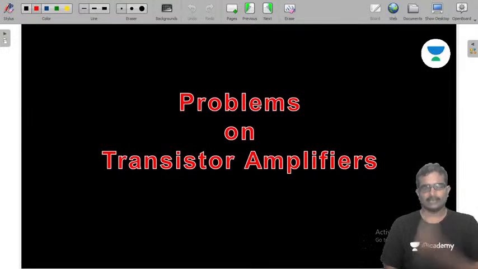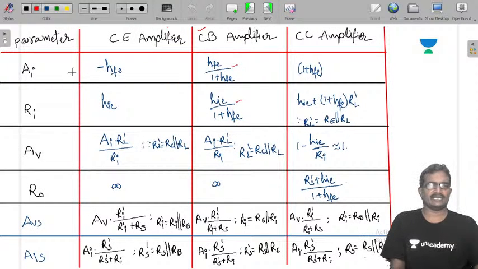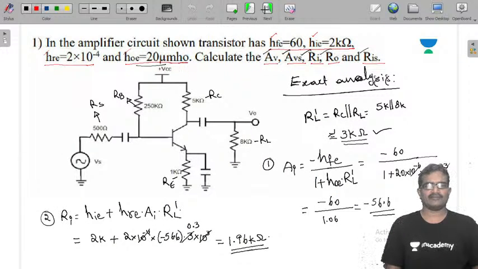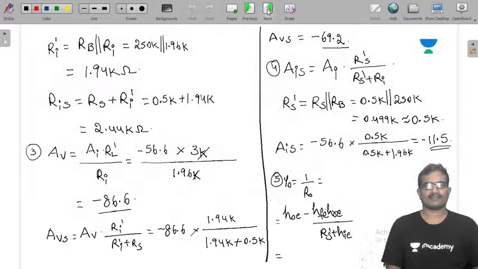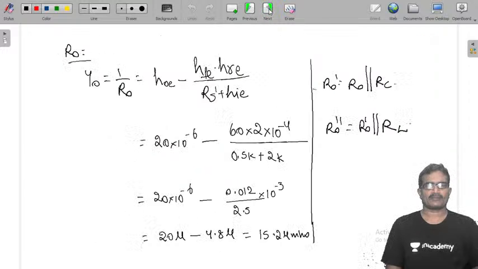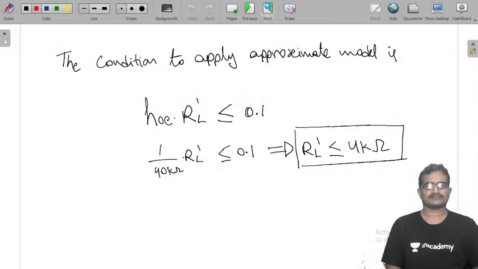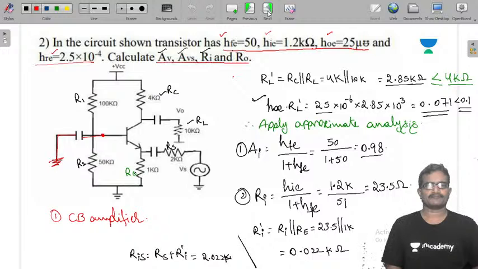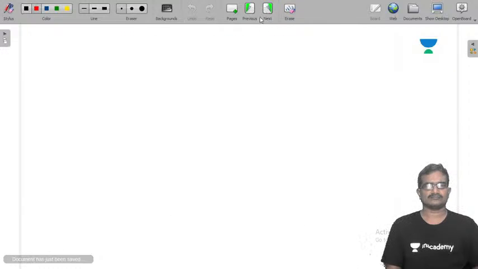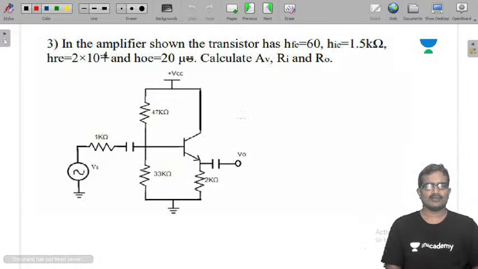Now we are going to solve problems on transistor amplifiers. Already we solved a few problems in this. Before going to that, we will mention here the different parameters for different amplifiers. This is the condition you need to apply the approximate model.